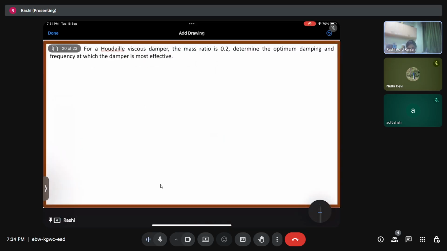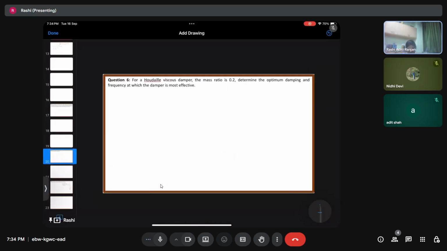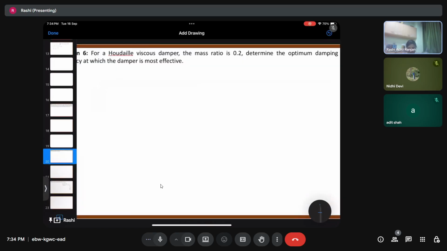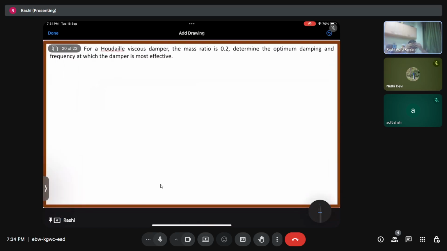Coming on to question number 6. Yeah, it's fine. So for this kind of a viscous damper, I've taken this kind of a question because this was there with your assignment problem. Anyways, you can go into the derivation of how this is happening. You can find it in the book of W.T. Thompson over there for a modal viscous damper.